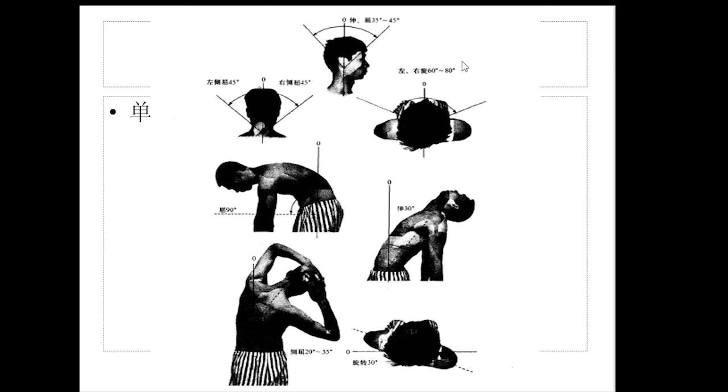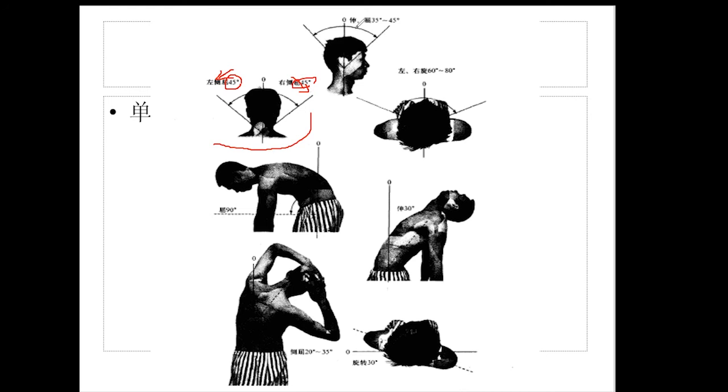Then we check for the movement of the spinal area. The spinal area includes different parts. We have the neck part. The neck can move to the left side and the right side, normally at least 45 degrees. That's normal. If some people have less than 45 degrees, that's abnormal.